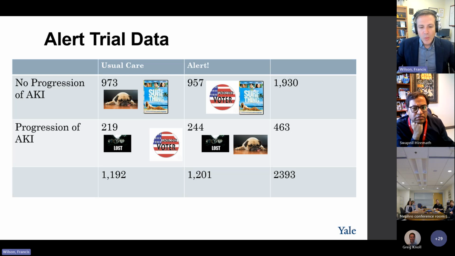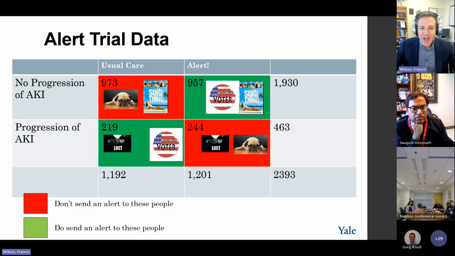And so what we can define then is these, the types in green, are the types of people we would want to send alerts to, because that's where all our persuadables are. Now, sure, there are sure things and lost causes in these boxes. We cannot tease them out. We don't know a priori who they are. But that said, we're not going to change their outcomes anyway, right? Because they're sure things and lost causes. The alert has no impact on them, but it does on these persuadables.